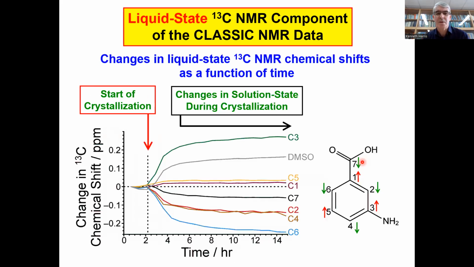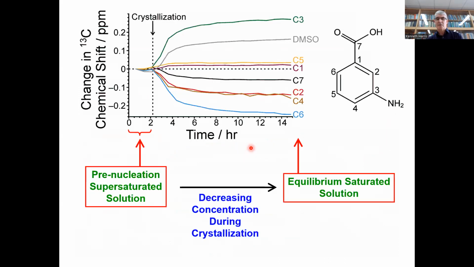Okay, well, how to interpret all this information? Let's put it all onto one graph as shown here. This is the change in the carbon chemical shift relative to the value at time 0. So in the carbon NMR, all the chemical shifts stay essentially constant for the first 2 hours, and then they all change in very well-defined ways as a function of time during crystallization as more and more of the solid phase is being produced.